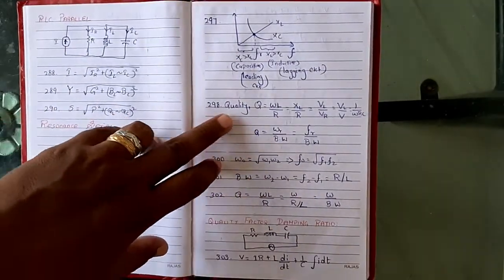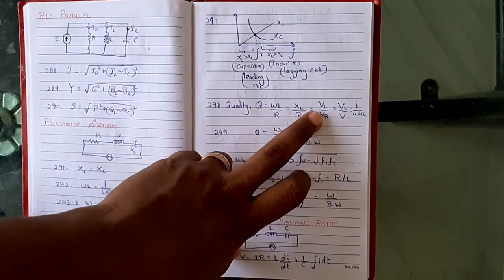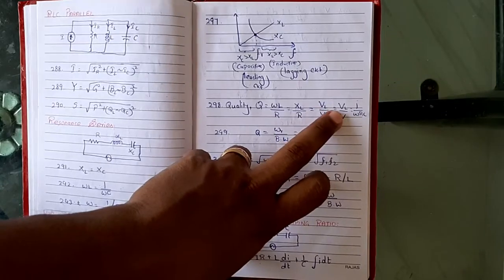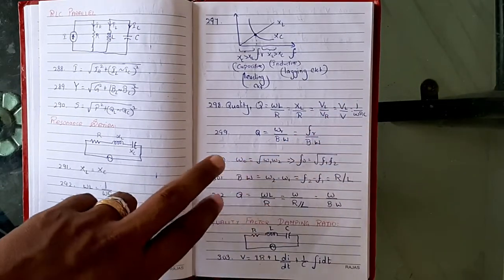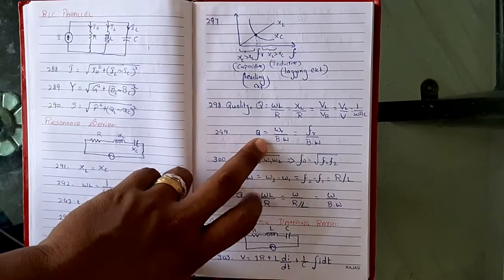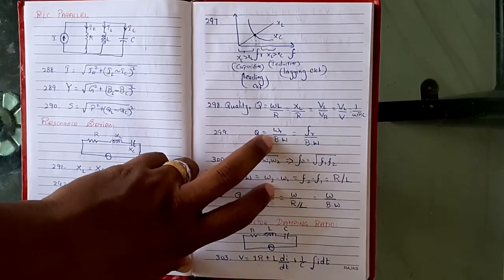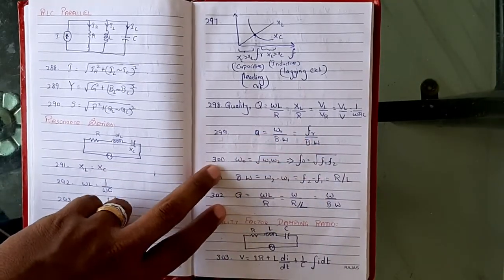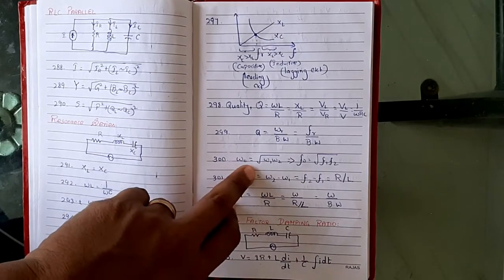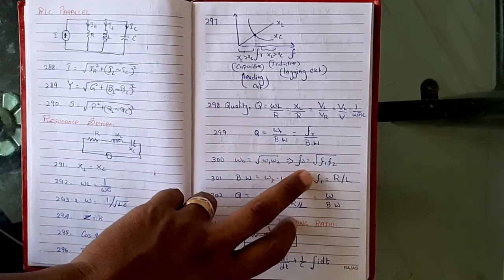Then quality factor Q is equal to omega L divided by R, that is equal to XL divided by R, that is equal to VL divided by VR, that is equal to VL divided by V, that is equal to 1 by omega RC. Then quality factor Q is equal to resonant frequency divided by bandwidth, that is FR divided by bandwidth. Formula number 300: omega naught is equal to root of omega 1 into omega 2, which implies F naught is equal to root of F1 into F2.